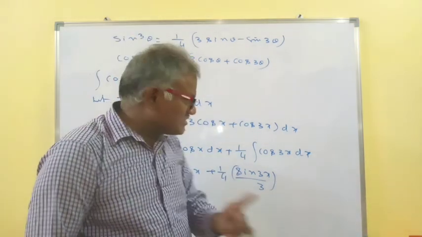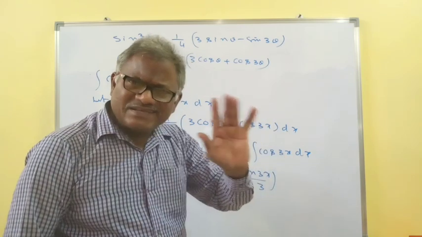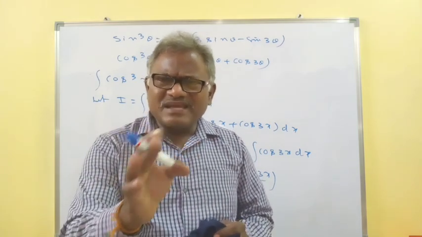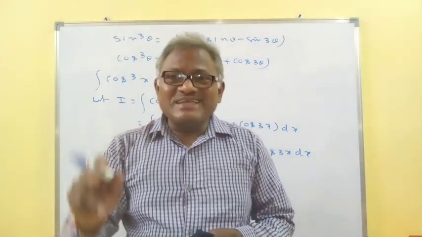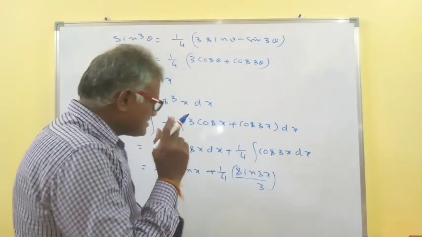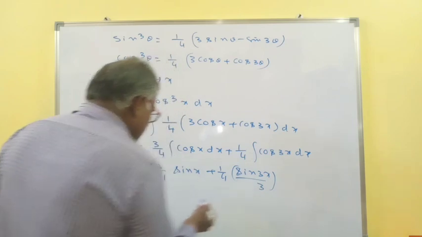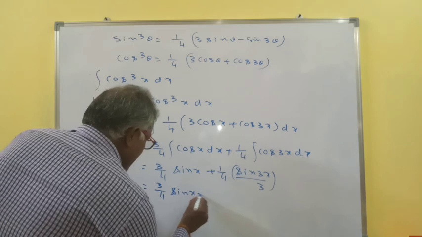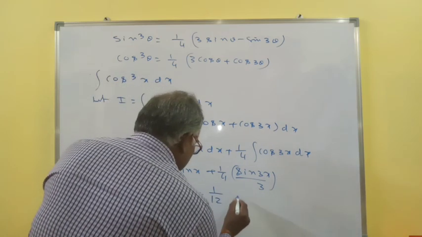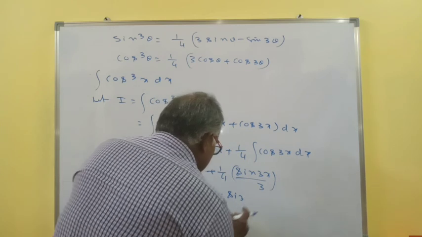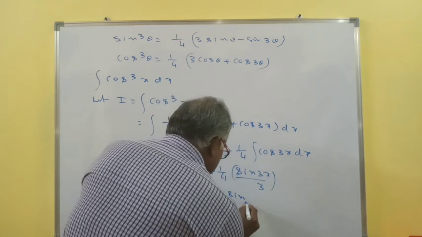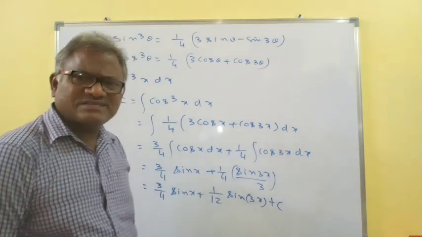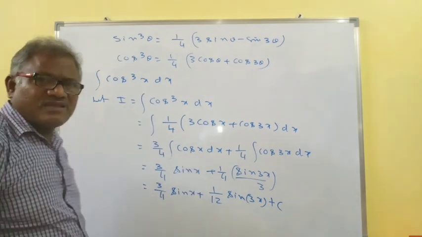Always note, in differentiation you have to multiply. Suppose sin 3x is there. What is the derivative of sin 3x? Cos 3x, again times 3. Whereas in integration, always divide by the coefficient of x. Don't forget this. So the final answer is 3 by 4 sin x plus 1 by 12 sin 3x. Don't forget, divide by the coefficient of x. So this is the solution for cos cube x.